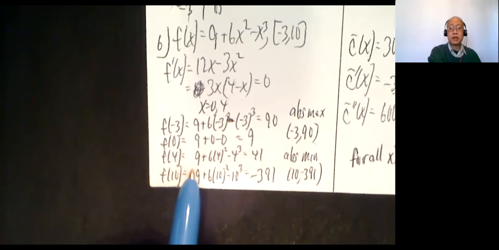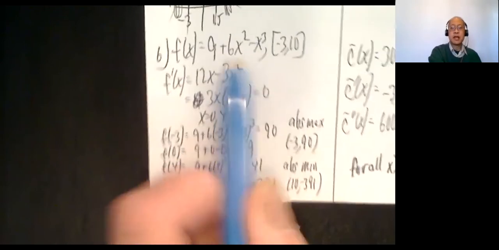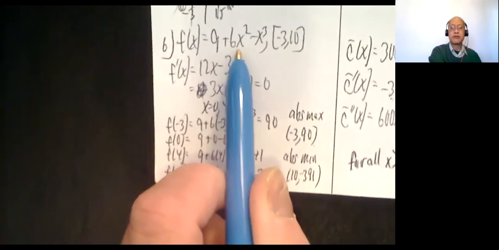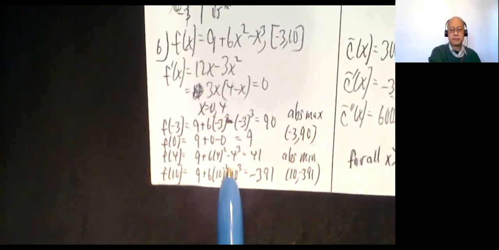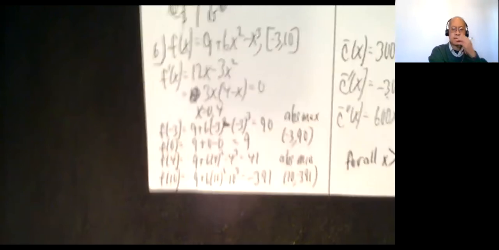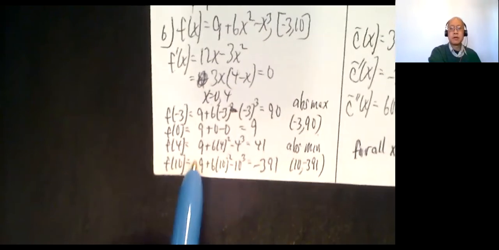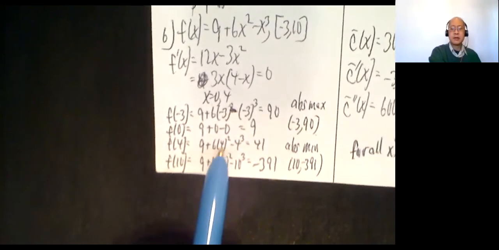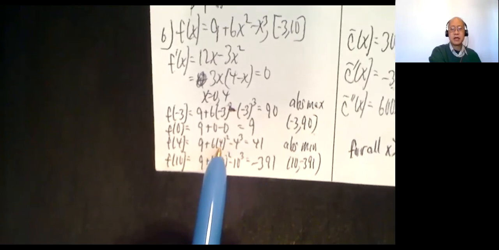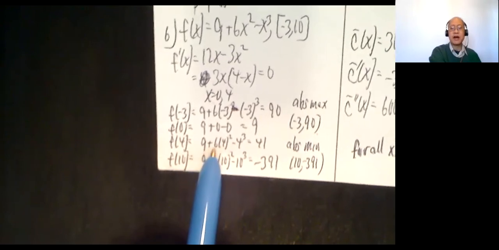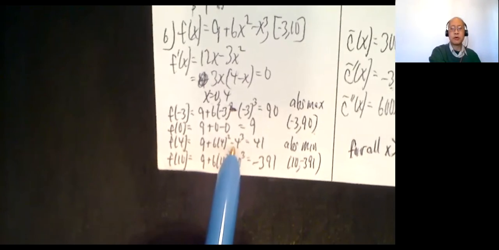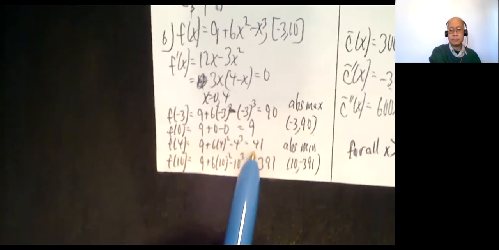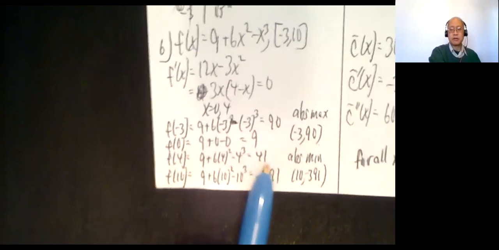Okay, then I'm supposed to plug in 4. That's not as nice: 9 plus 6 times 4 squared minus 4 cubed. Supposedly that's 41. Let's see, 6 times 16 is 96. 96 plus 9 is 105. 105 minus 64 is 41. You can try it on your own, take my word for it.